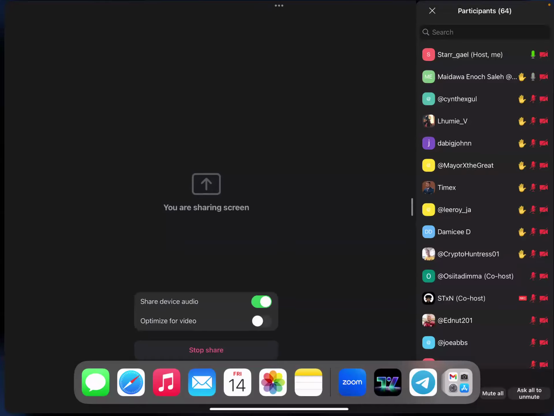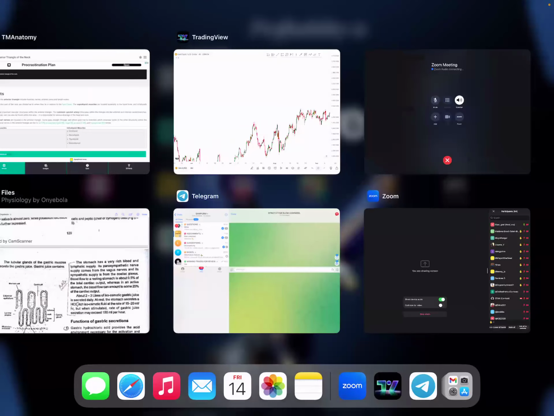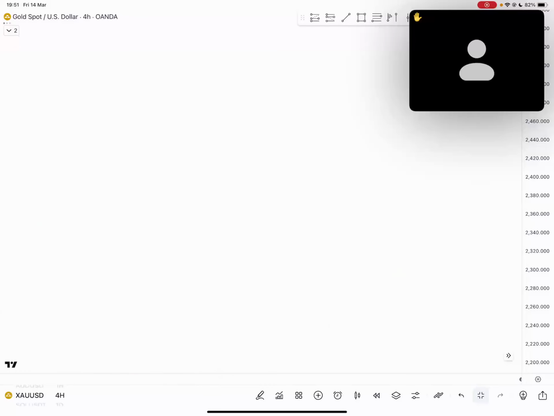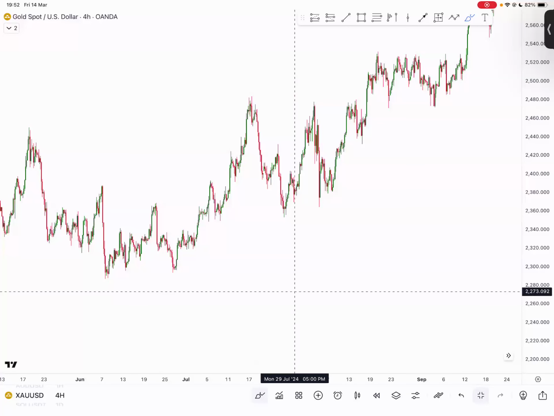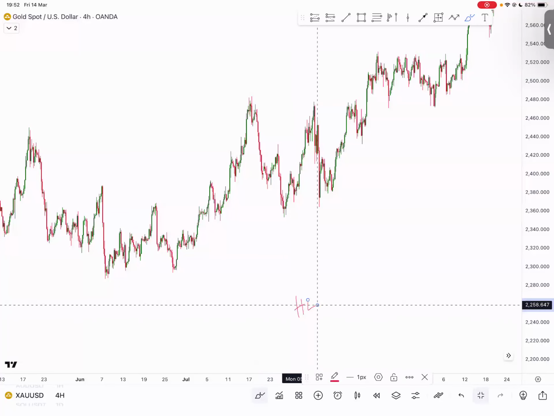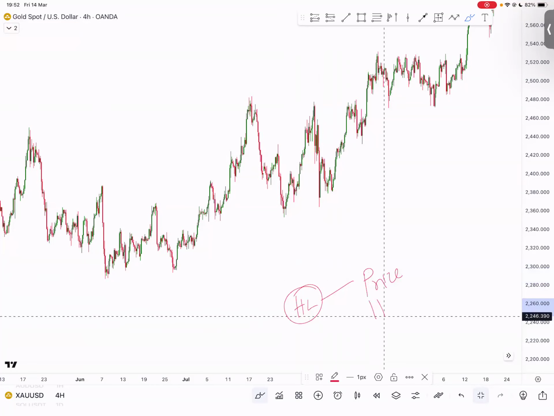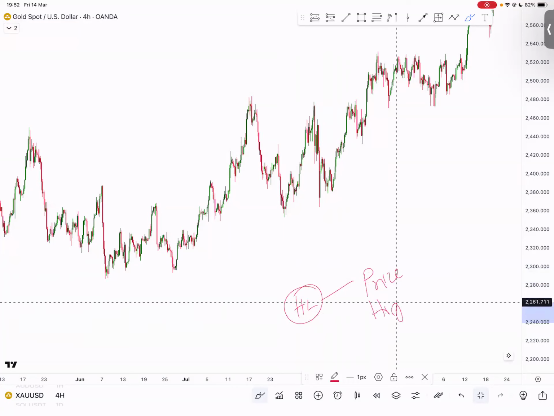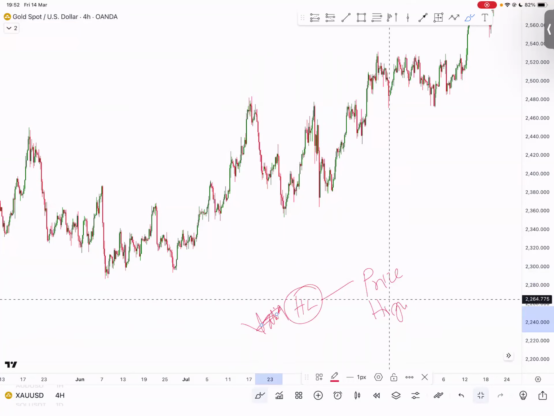So the thing is, let me put this in the most simple way. Your higher low is the lowest point that price gets to before putting in a new high. The valid higher low is the lowest point that price gets to before putting in a new high.